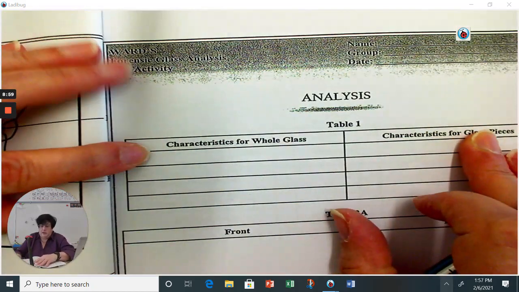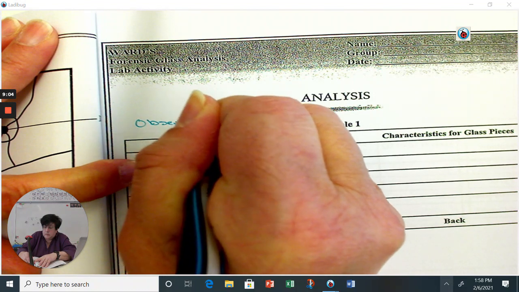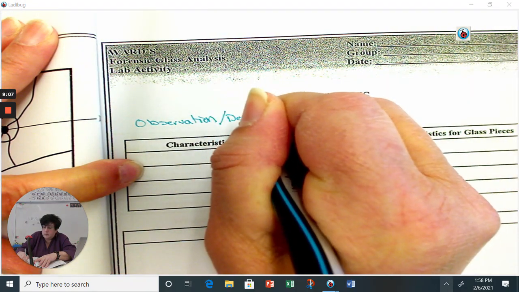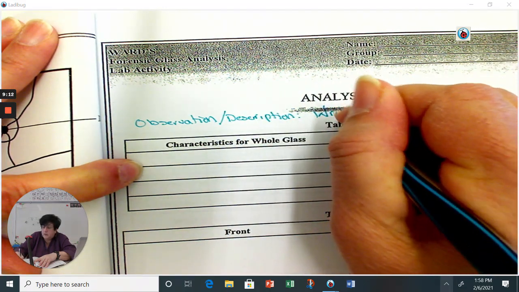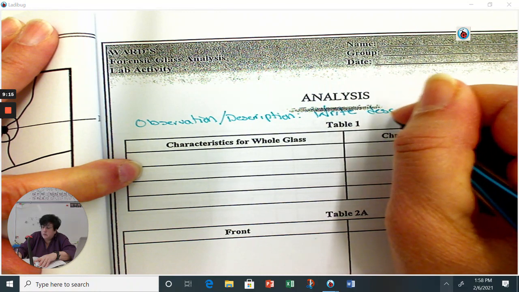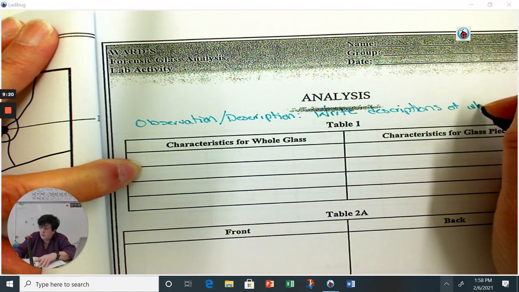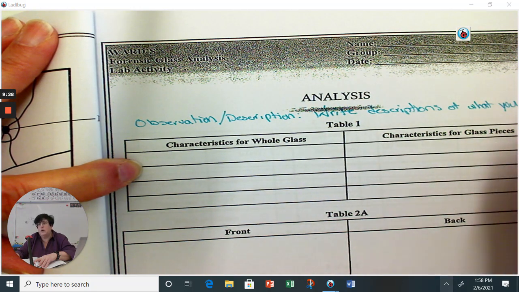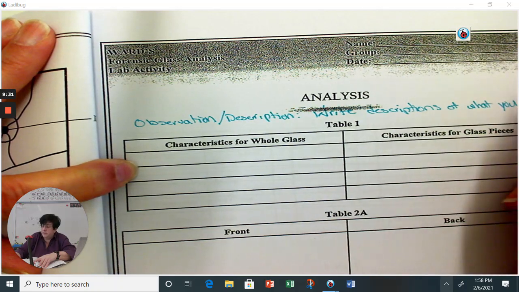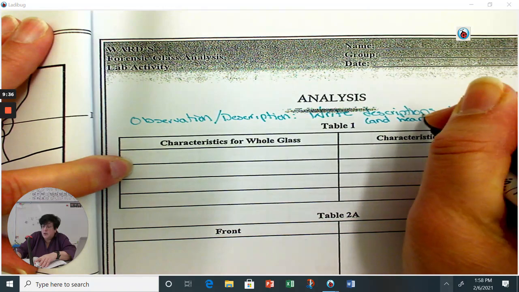This first table is what we call the observation description table. You are writing descriptions of what you see. And I'm going to describe how it feels, how it reflects, the weight of it. And I'm going to tell you guys, you need to be descriptive.